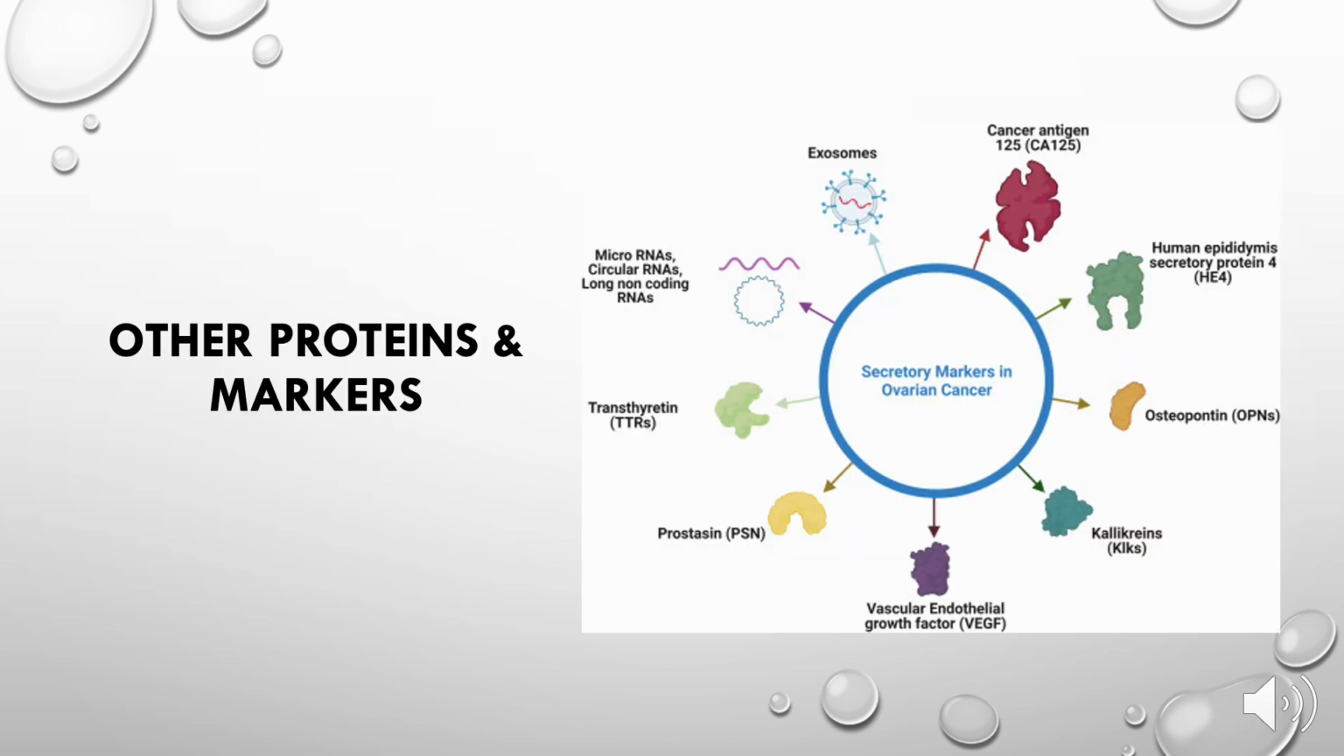And so this slide just shows other proteins and markers that are sometimes used for the diagnosis and the confirmation of ovarian cancer. These are proteins and markers that can show up as being elevated, but again, none of these is singular in being able to identify that the patient has ovarian cancer and can be used as a singular confirmation tool.